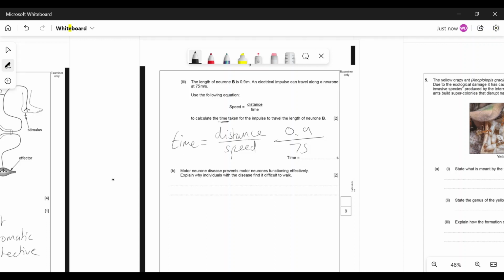0.012. You can round that to 0.01 if you want. You get a mark for writing the equation, even if you get the wrong answer.